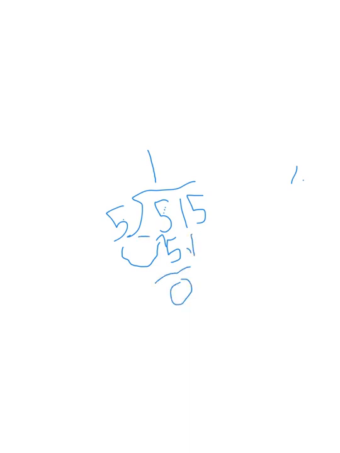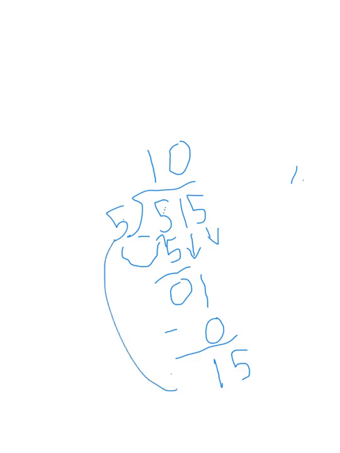Now bring down the 1 like we said in our last problem. And 5 can go into 1 0 times. 5 times 0 is 0. Subtract that. That equals 1. Now bring down your 5. Now you have 15. 5 can go into 15 3 times. 5 times 3 is 15. When you subtract, you get 0.